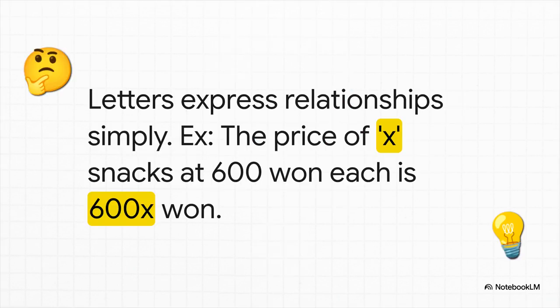Okay, think about it like this. Let's say you're buying some snacks, but you haven't decided how many yet. Instead of just guessing, we can use the letter X to stand in for the number of snacks we don't know yet. This lets us build a neat little formula for the total cost. 600 for each of the X snacks. We just write that as 600X. See? We've captured the logic of the situation without needing to know all the numbers up front.